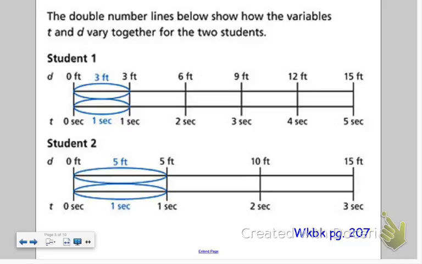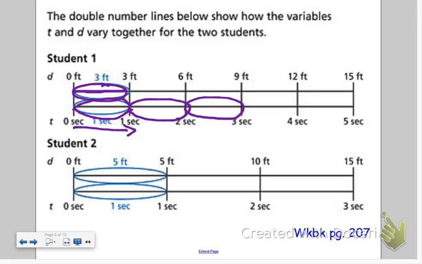If you continue to look at workbook page 207, you can see those two double number lines that show you how the distance and the time are related and how they vary for each student. So with student 1, you can see when 1 second has passed, because this whole thing here represents 1 second, they've traveled 3 feet. So you can see the little ovals that they've created here show you that from 0 to 1 second, in that 1 second time, they walked 3 feet. And so when another second has passed, now you're up to 6 feet. And then as another second passes, now we're up to 9 feet.